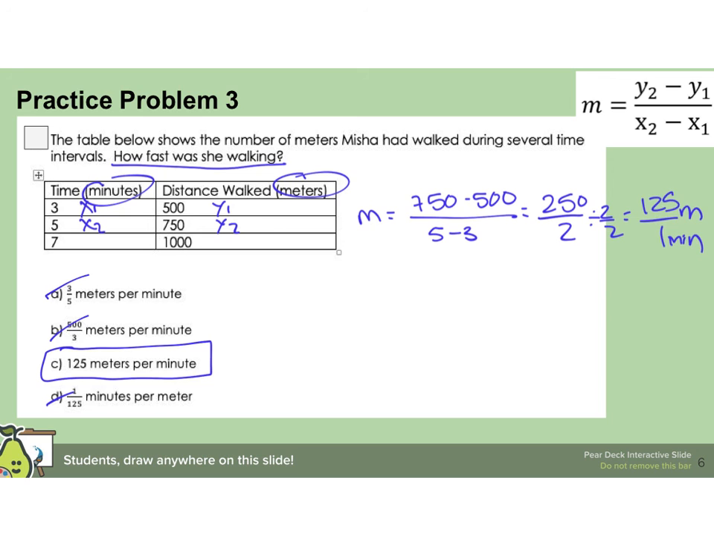Remember, for the exit ticket, you're just going to write 125, or you can write 125 over 1. Do not put M equals, and you don't have to put the labels. Just put the numbers to make sure you don't get it marked wrong by accident.